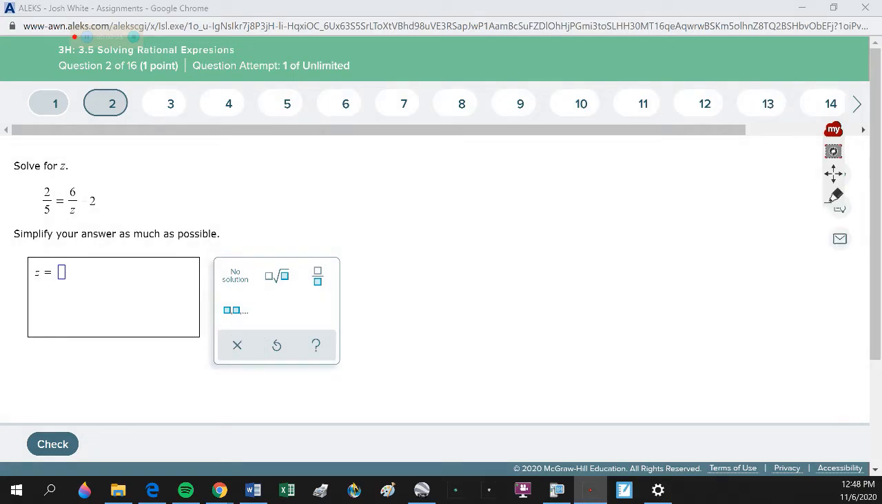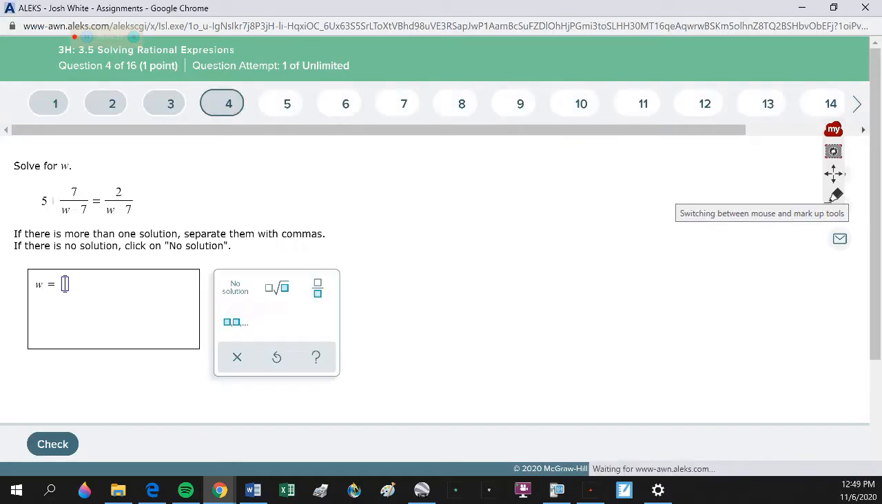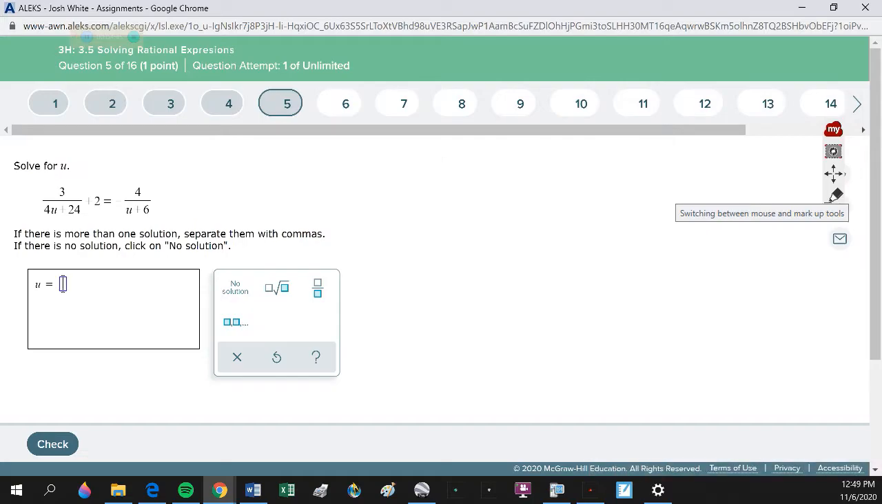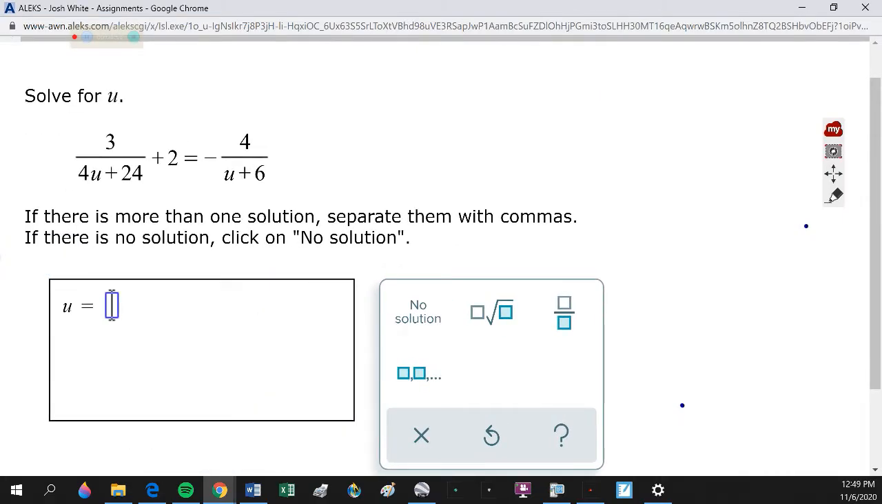I think 3 is the same. Yep, same type. We need to get to the harder ones. So here, the left side needs a W minus 7. Easy enough. Okay, here's one of the harder ones. I need to zoom in a little bit.